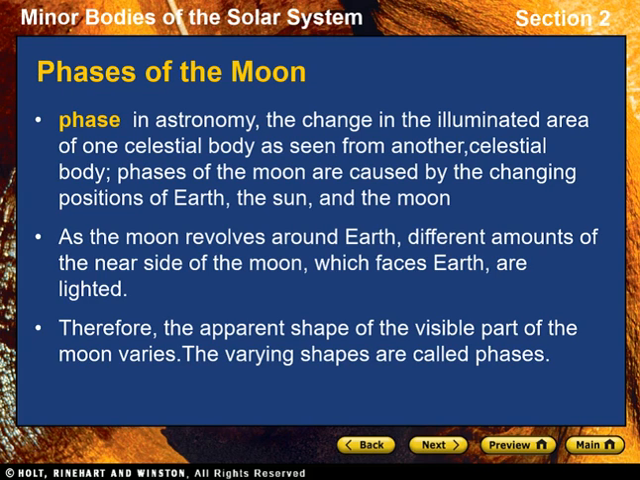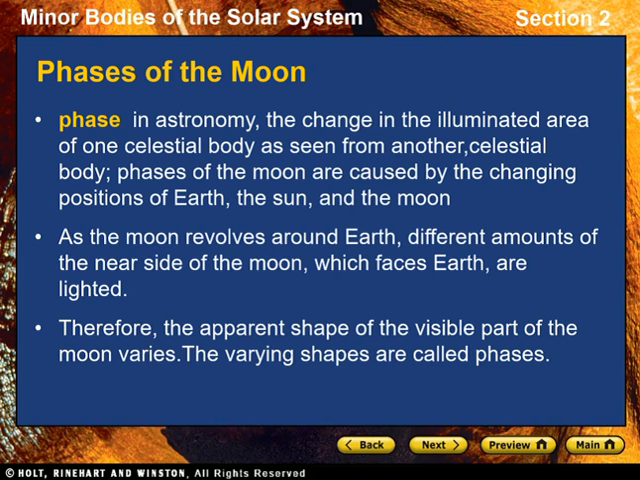Phases of the moon. On some nights, the moon shines brightly enough for you to read a book by its light. But moonlight is not produced by the moon. The moon merely reflects light from the sun. Because the moon is spherical, half of it is always lit by sunlight.